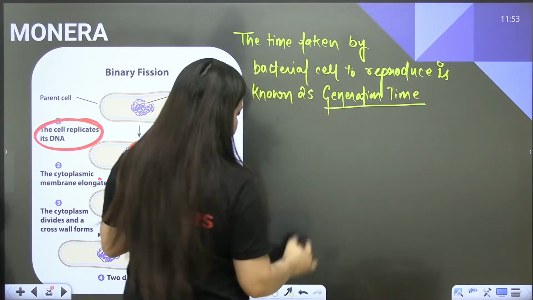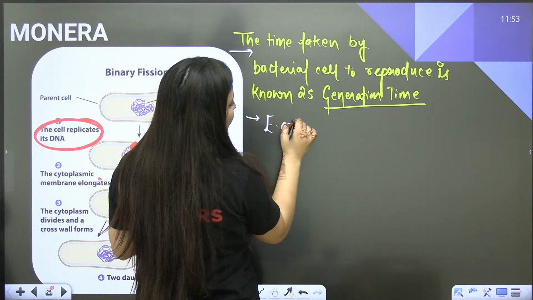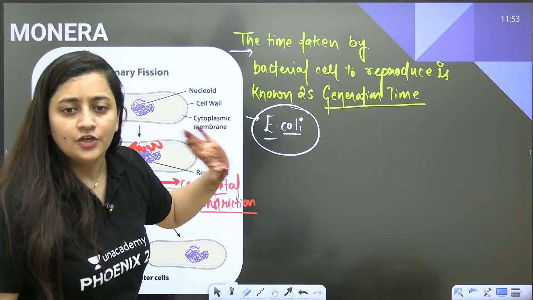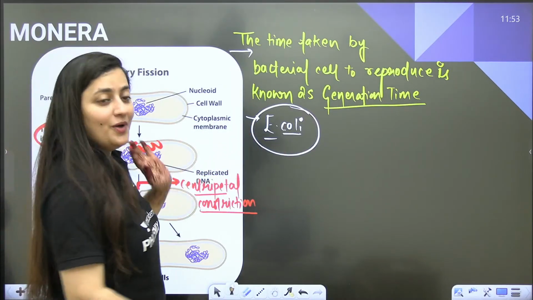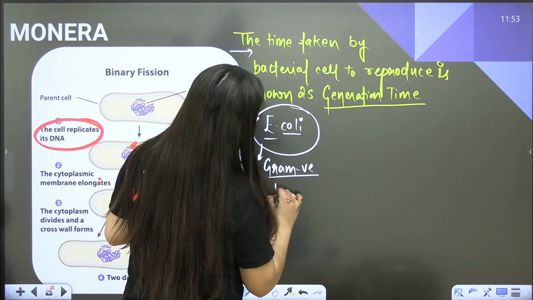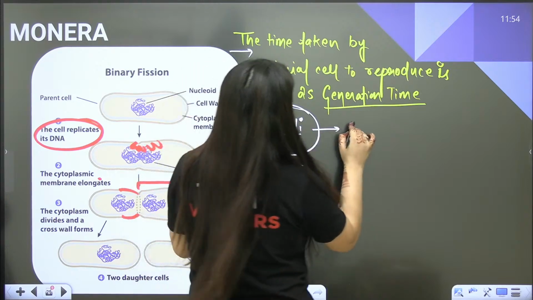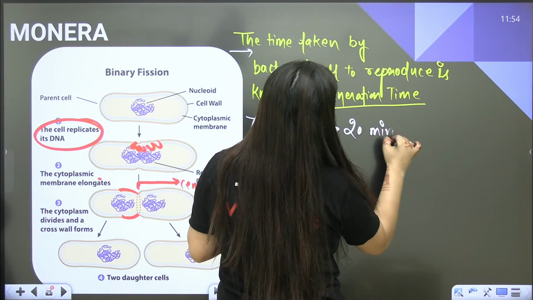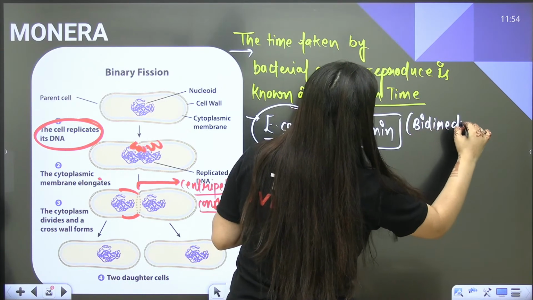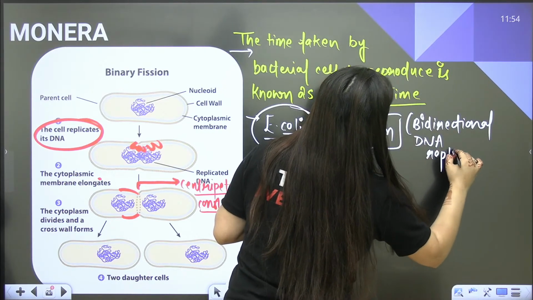I'll give you one example which is there in NCERT. In the case of E. coli, Escherichia coli, the world famous bacteria. If you are a NEET aspirant, you should know about E. coli. You cannot leave E. coli. It's a gram-negative bacteria. Its generation time is 20 minutes.